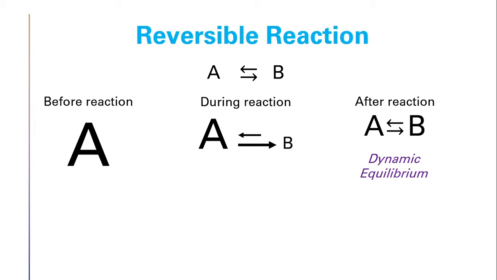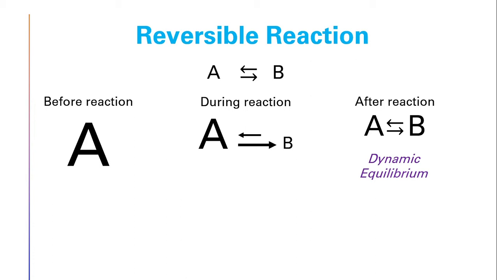Now, initially, simula ng reaction natin, mas mataas yung rate of reaction from reactant going to the product. Okay? Mas mabilis yung formation ng reactant natin to product, kumpara dun sa product going to the reactant. Kaya mapapansin ninyo, mas malaki yung arrow nung sa reactant to product kumpara sa product to reactant. So, mas mabilis yung rate ng formation ng product kumpara sa formation ng reactant.